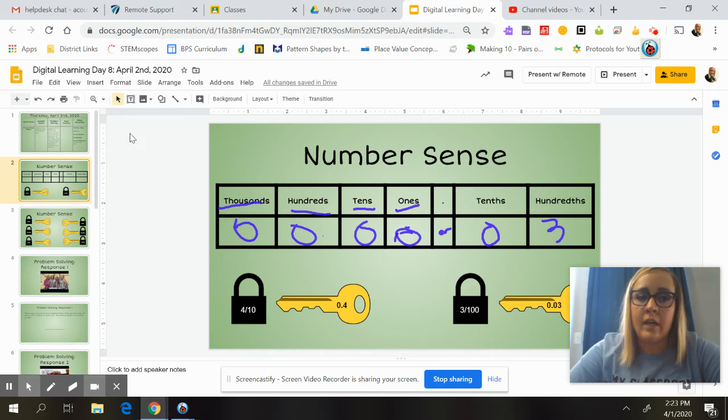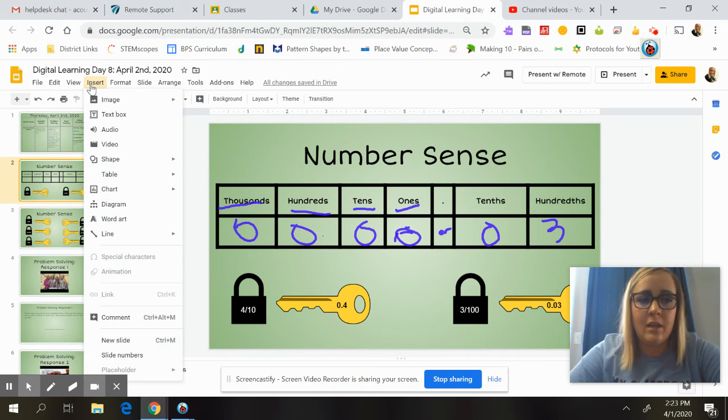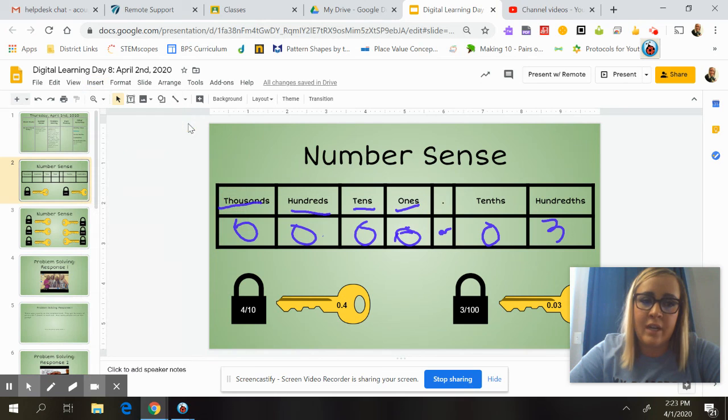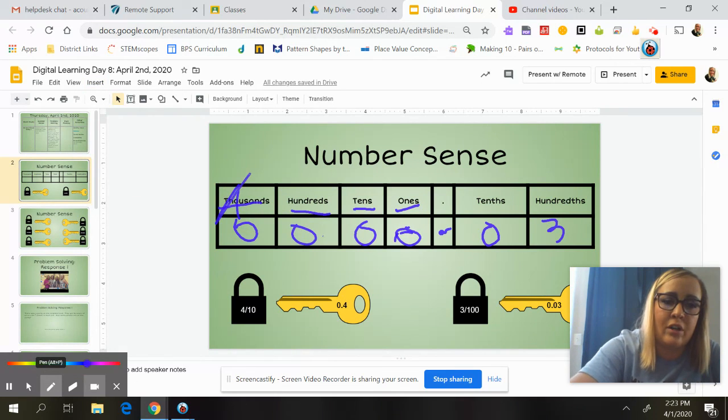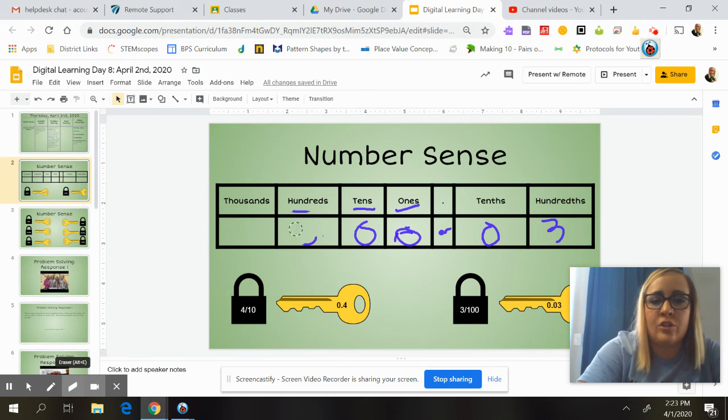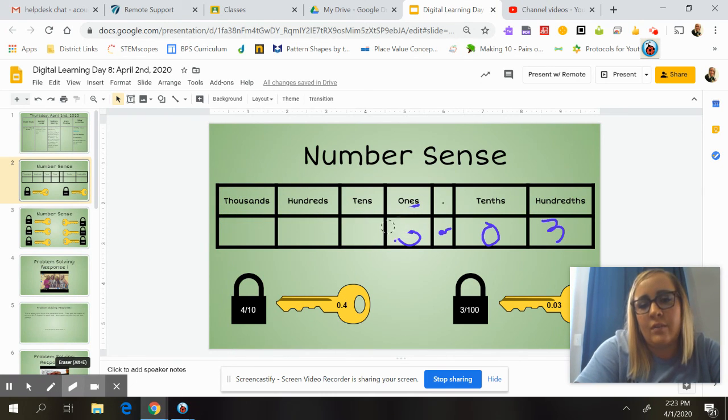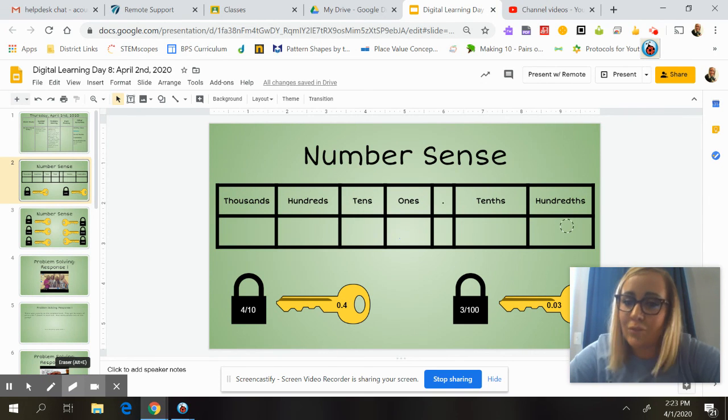And if you want to do that, you can add a text box in it. You can add a text box into each of these because you're not going to be able to draw on it like I did. So if you need to, you could use a piece of notebook paper to write it out too. So good luck unlocking the fractions.